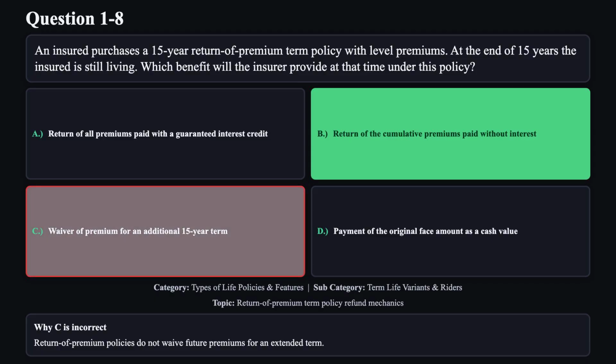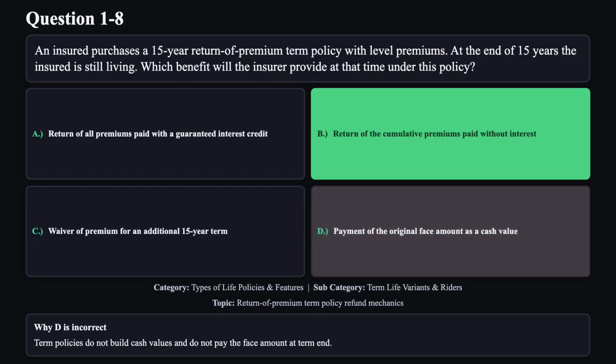Reason C is not correct. Return of premium policies do not waive future premiums for an extended term. Reason D is not correct. Term policies do not build cash values and do not pay the face amount at term end.